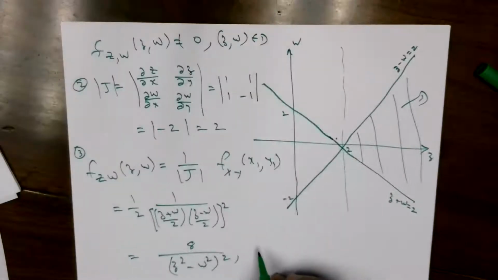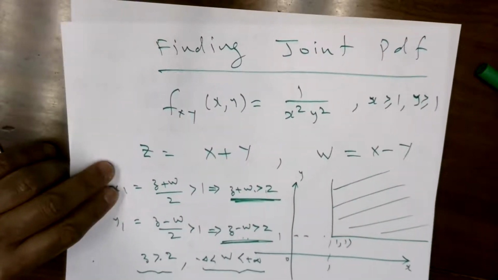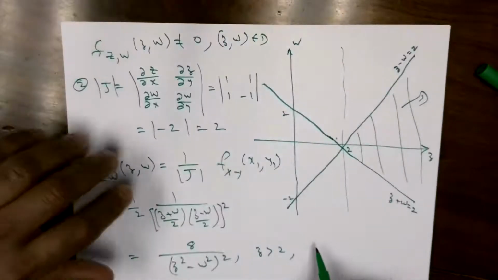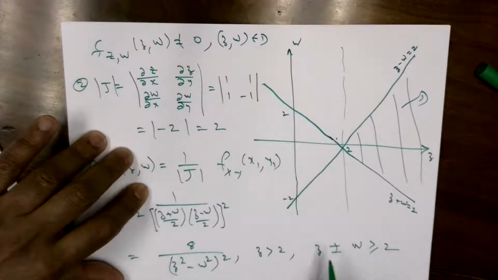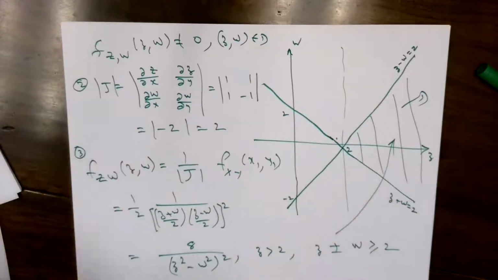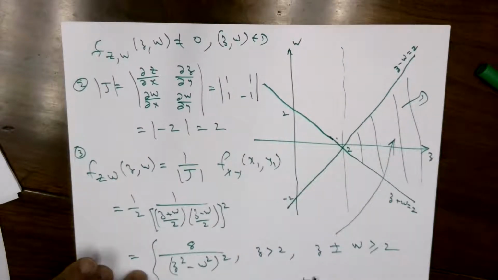c is greater than 2, but in fact more. c plus w is greater than 2 and c minus w is greater than 2. So we can write that together as, and that's really this region. So that's the answer, and it is 0 otherwise. Notice that w does go from minus infinity to plus infinity, but in this conditioned manner.